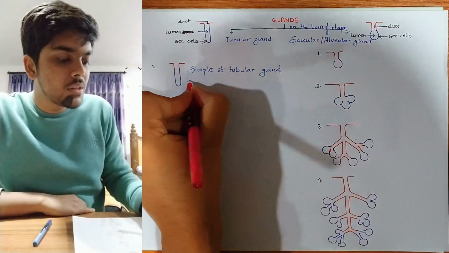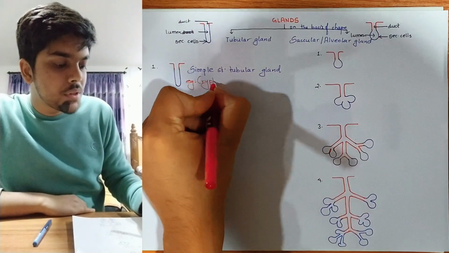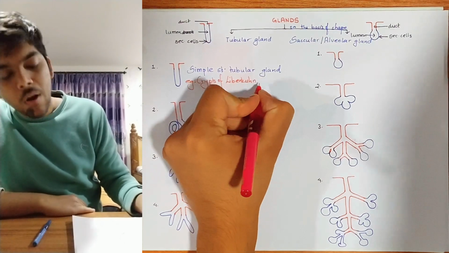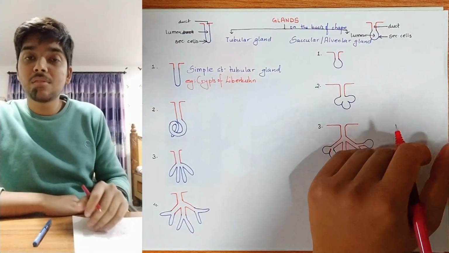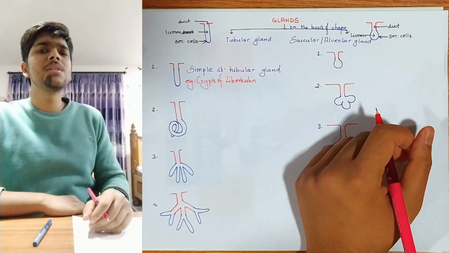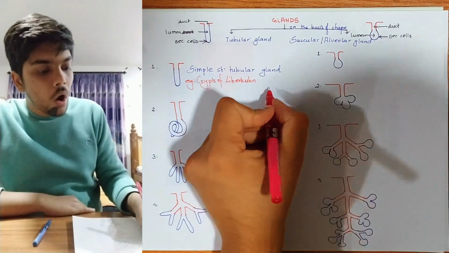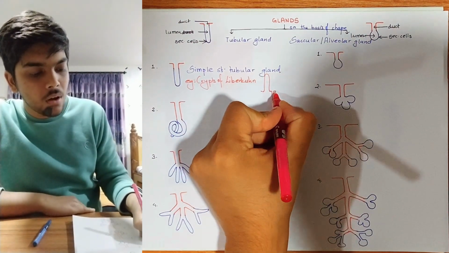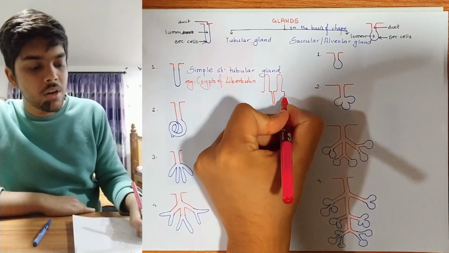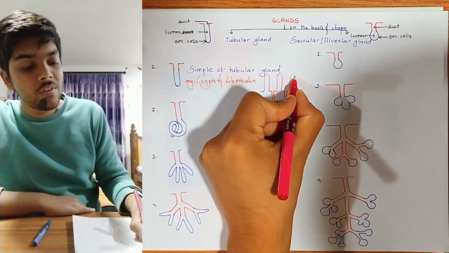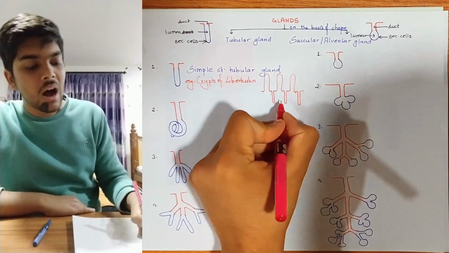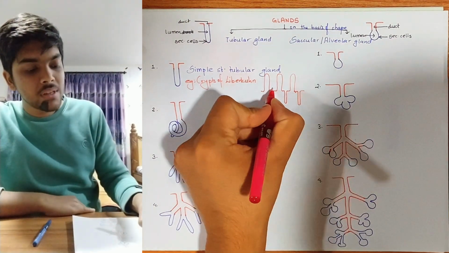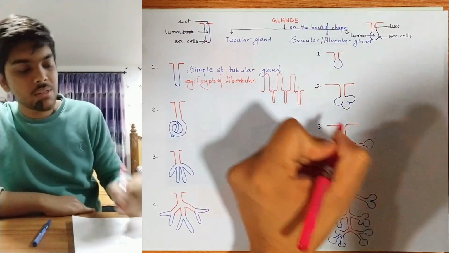The example of which is the crypts of Lieberkühn, which are found in your small intestine. We know that the small intestine is lined by numerous finger-like projections called villi. Alternate to these villi, here's one villus, and alternate to it there's another villus, and then another. Between them are your crypts of Lieberkühn, which are nothing but tubular glands. What do they secrete? They secrete your intestinal juices.